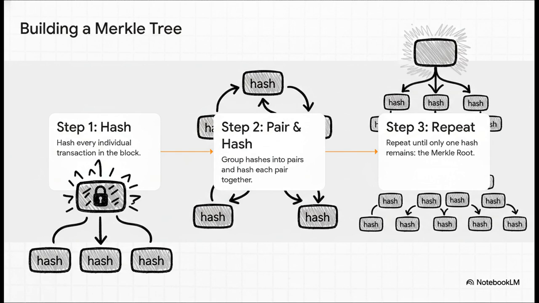And the process to build one sounds complicated, but it's really not. First, you hash every single transaction. Then you group those hashes into pairs, and you hash the pairs together. And you just keep doing that over and over until you're left with just one single hash at the very top. Let's just build one right now.